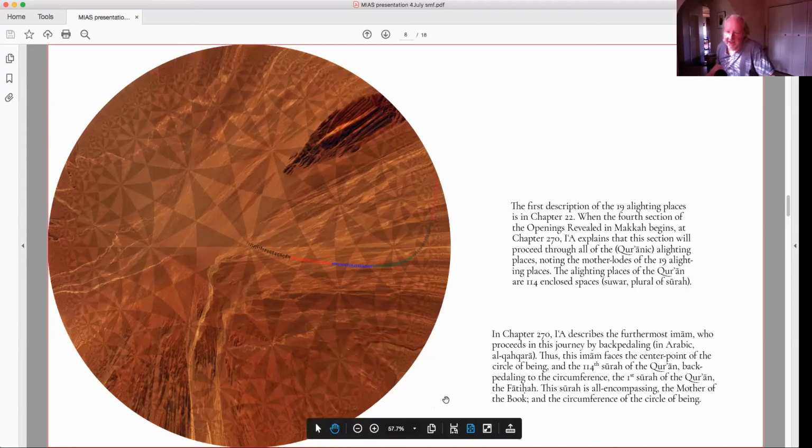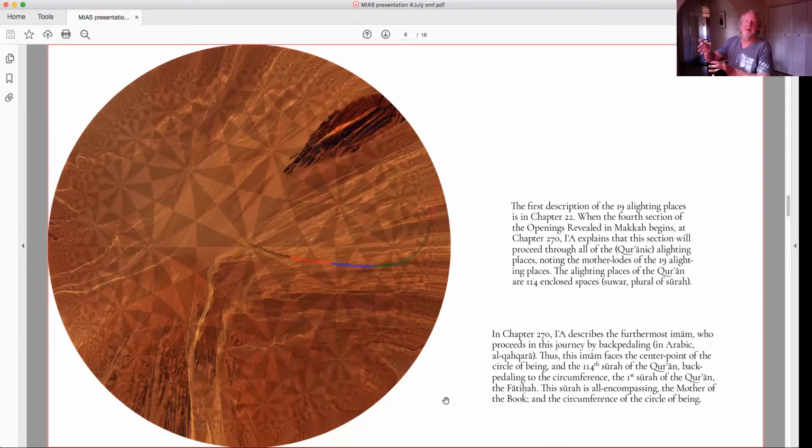Okay, let's make sure I got that. All of that, yes. So the last place, the Fatiha, the first surah of the Quran, is described as all-encompassing. It's the mother of the book, and it's the circumference of the circle of being. So we'll want to look at how Ibn Arabi will match the journey through the Quran with the 19 steps, which are all these emotional or experiential places, with the Fatiha being the circumference and the final destination, the final place which encompasses everything which comes before. So we'll be looking for that.